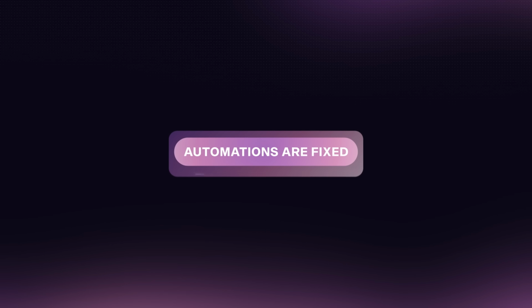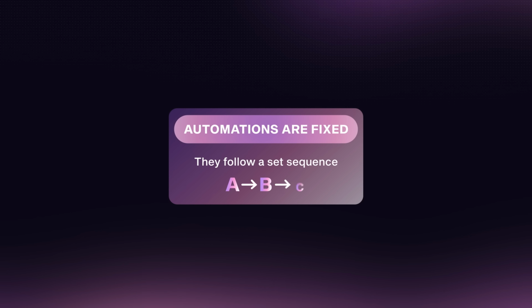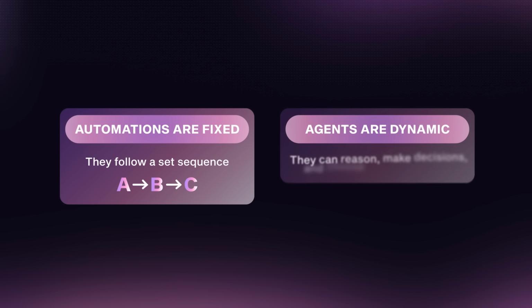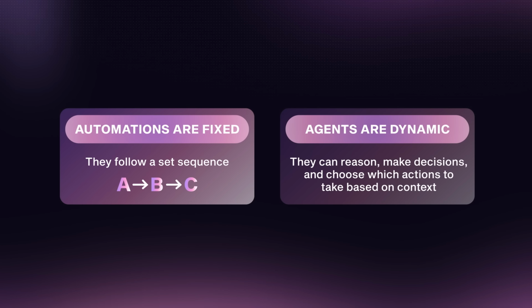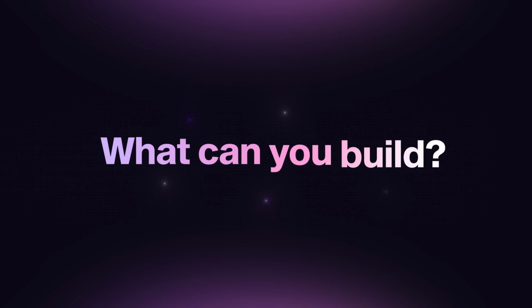Automations are fixed. They follow a set sequence, A to B to C. Agents are dynamic. They can reason, make decisions, and choose which actions to take based on context. We'll get deeper into agents later when we build one. For now, just know that node-based platforms like n8n can look intimidating at first, but once you learn a few basics, it clicks fast. So, what can you actually use n8n for?